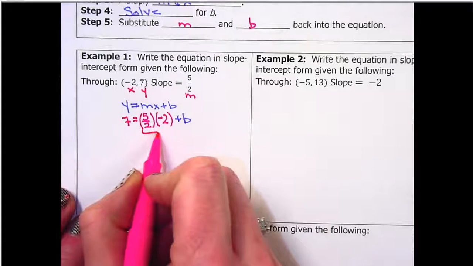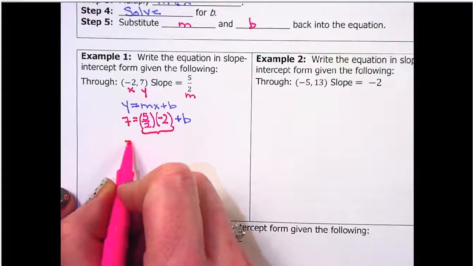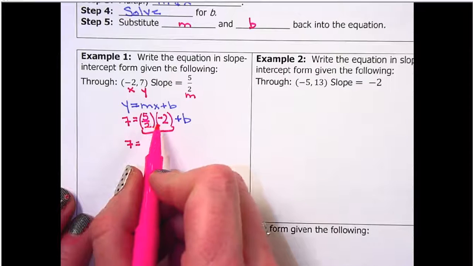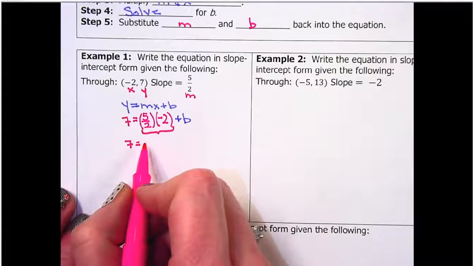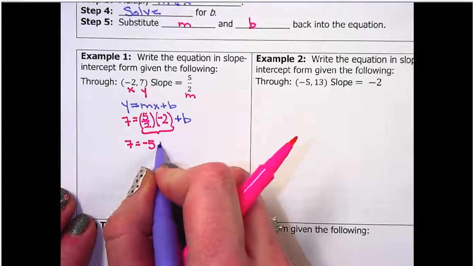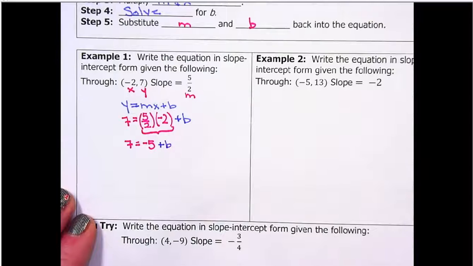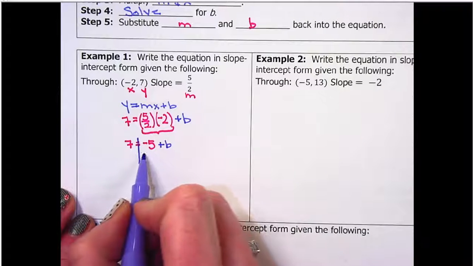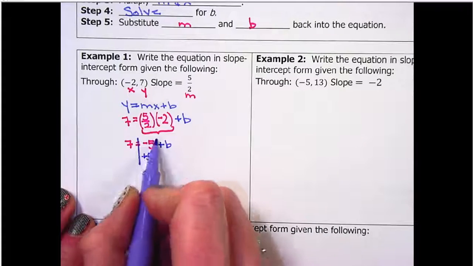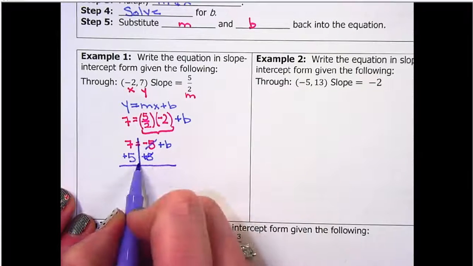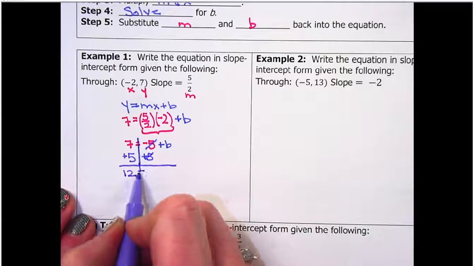I'm going to multiply the m and the x, and you may need a calculator for this, but this produces a -5. And again, I'm still solving for b. I move a -5 with a plus 5, and some of you may need to draw your wall and your floor. And whatever I do to one side, I do to the other. And I now know that 12 equals b.